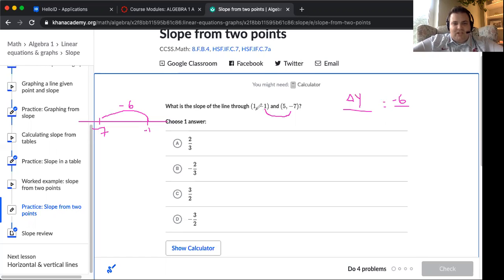Our change in x went from 1 to 5. Going from 1 to 5 is actually an increase of 4. So you're adding 4. And that can be simplified to -3 halves. -3 halves is the answer that we get here, which is D.